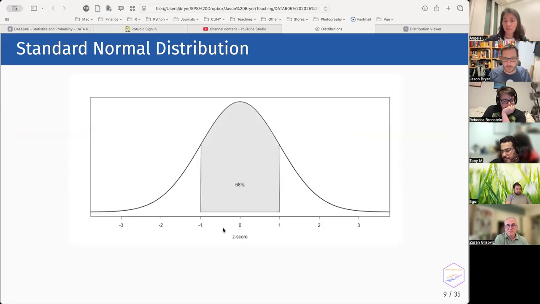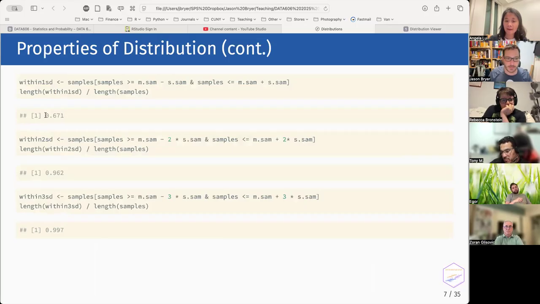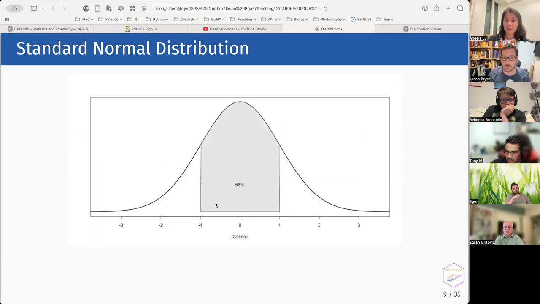So what do I want to do? I want to take the standard normal distribution and ask, what's the area from minus 1 standard deviation to plus 1 standard deviation? So I'm taking that fraction of 1, and it turns out to be 68%. Well, let's go back to here. What did we get? We got 67.1%. Pretty close. If we go 2 standard deviations, what do we get?